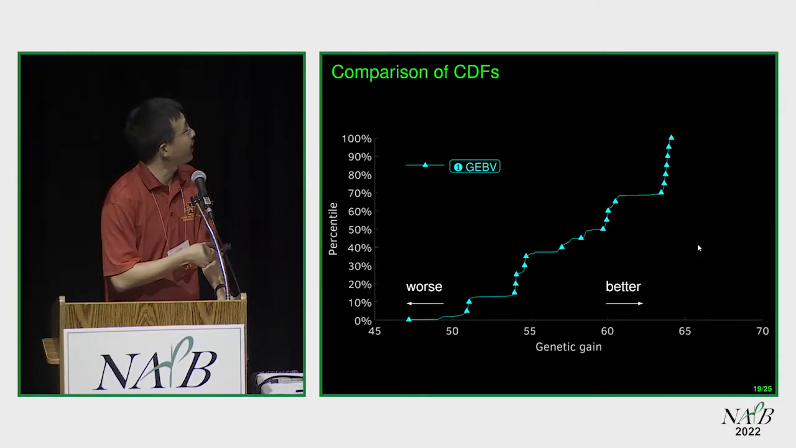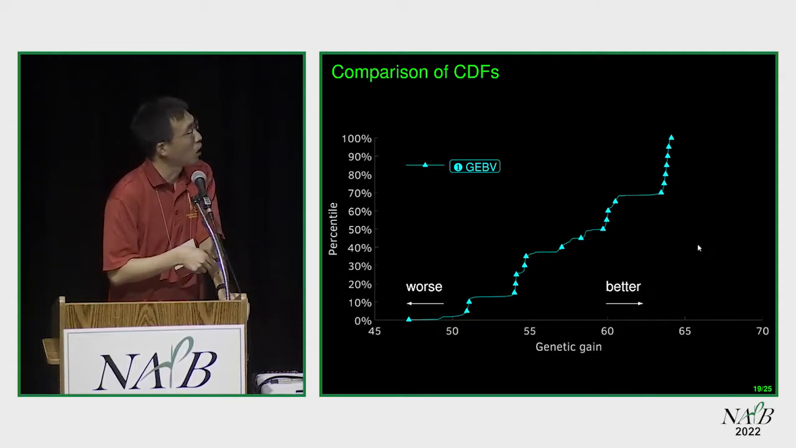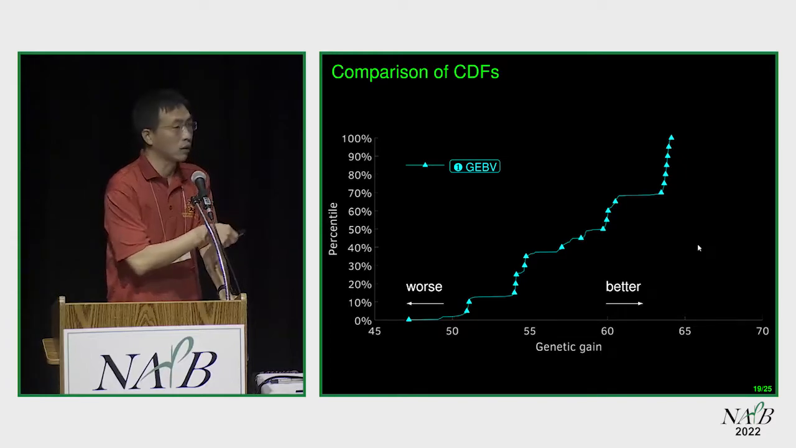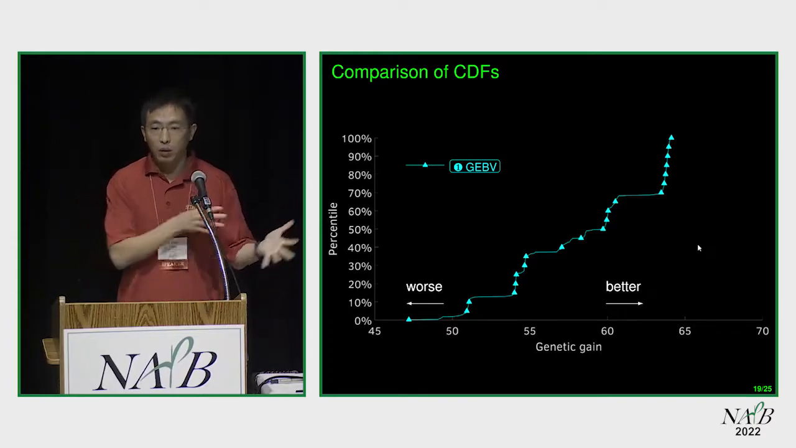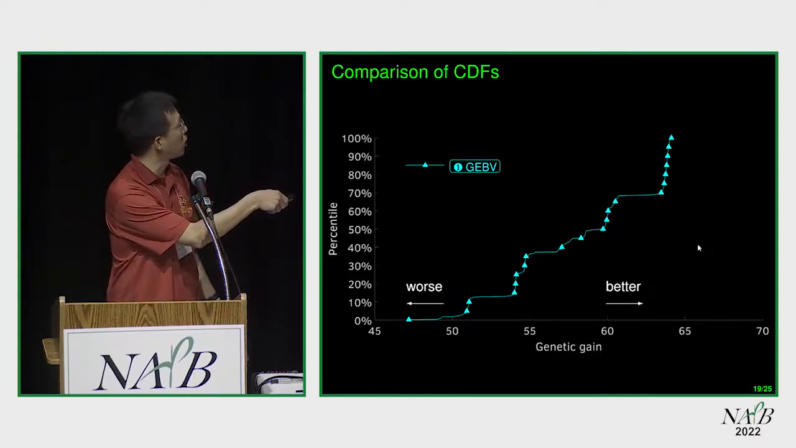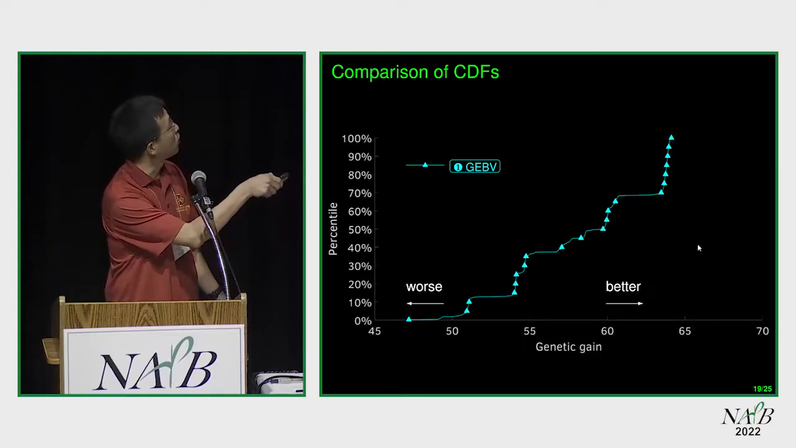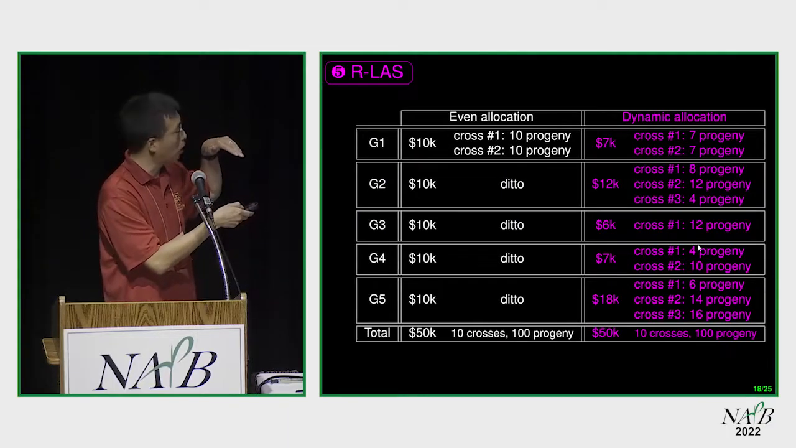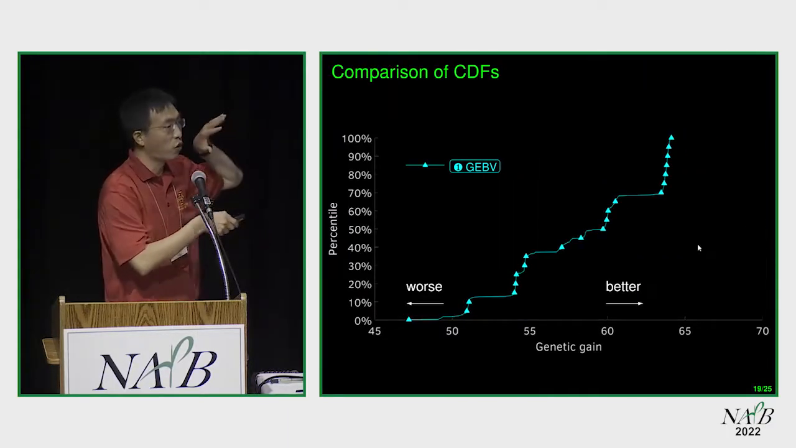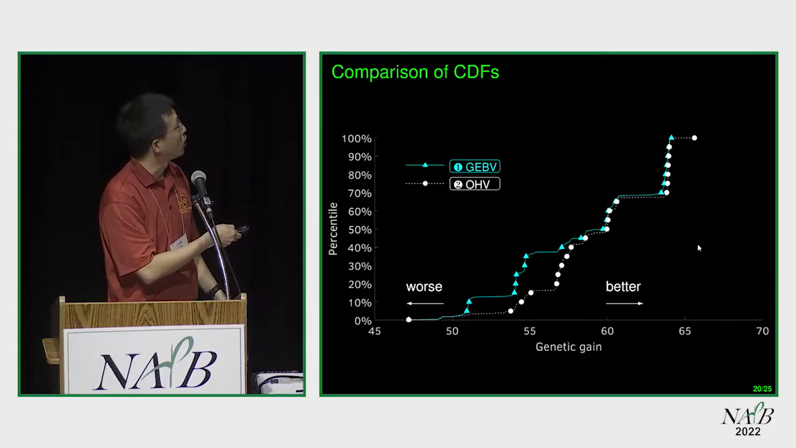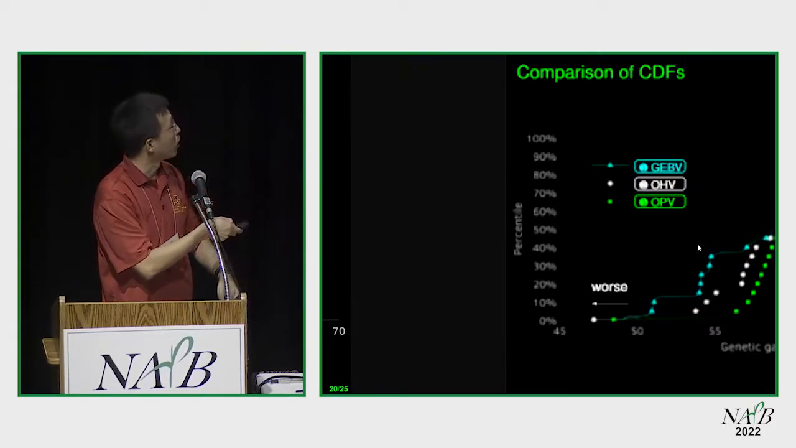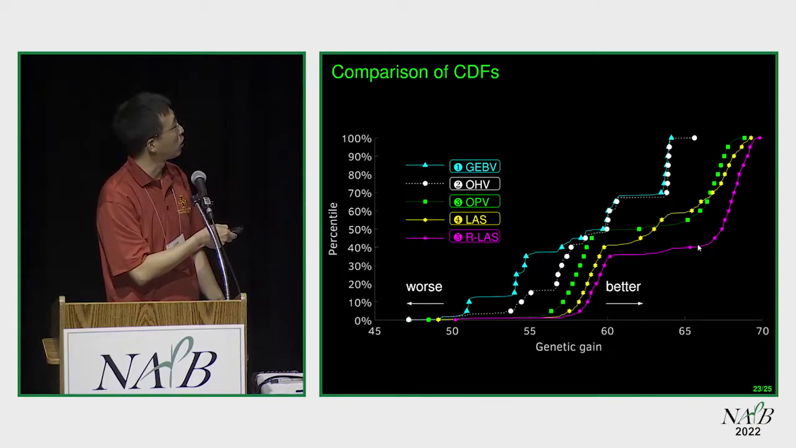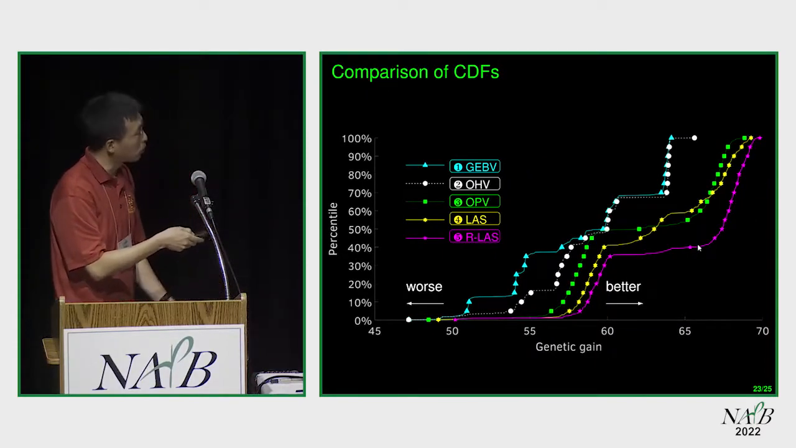And let me show you a case study. This is a case study using some maize data. The horizontal axis is genetic gain, the vertical is the percentile. What we did was thousands of simulations, and this is the worst case, that's the best case. So this is actually the cumulative distribution function. The better approach will give you a curve that's further to the right. So this is GBV, this is OHV, which is better, and this is OPV, a lot better. This is look ahead, somewhat better, and this is resource awareness look ahead, so much better.